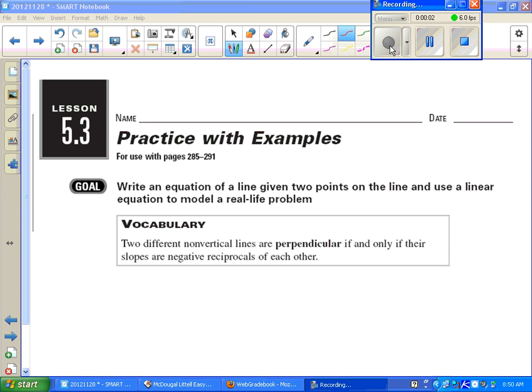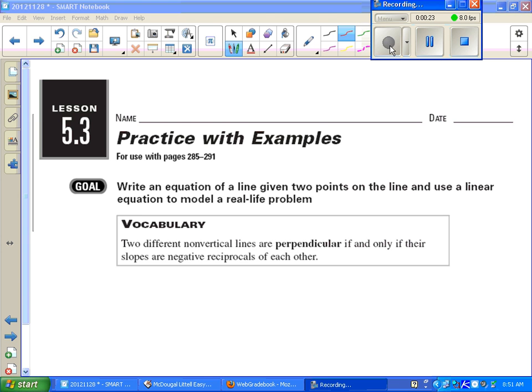Okay, last night's homework was lesson 5.3 from yesterday. Our goal, again, just as a recap, was to write an equation of a line given 2 points that are on the line and use a linear equation to model real life problems. Again, we started out by being given the slope and the y-intercept and plugging in m and b.